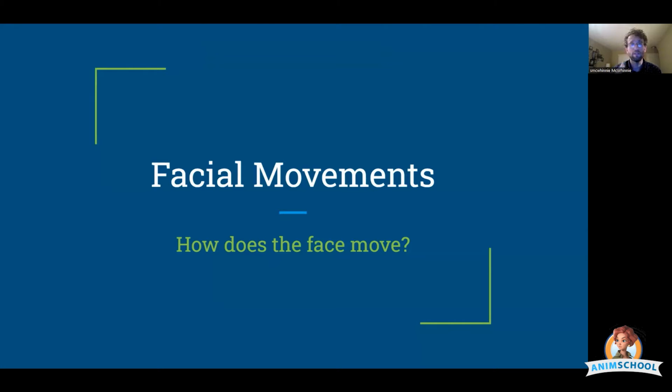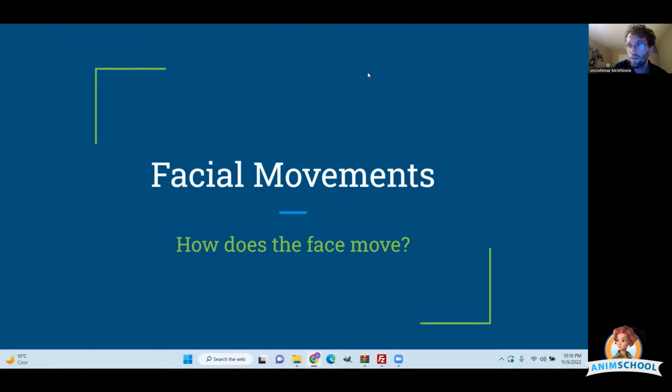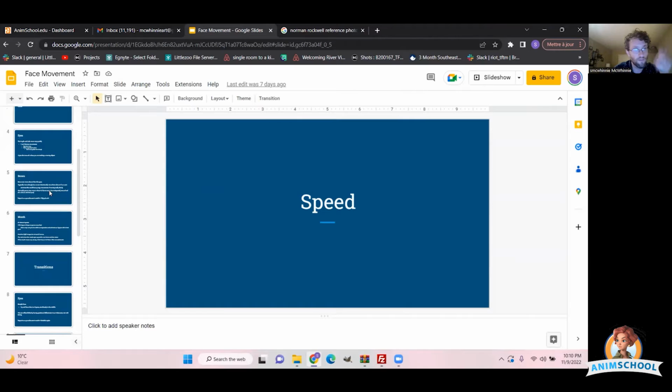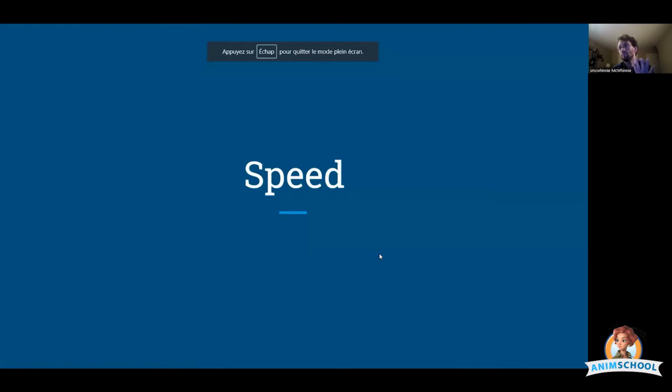We're not going to go into every specific little detail, because once you get into the anatomy of it, it becomes a whole other beast that I don't really know that well. So we're going to break things down into different parts of the face and different categories. First, we're going to talk about the speed at which things move.